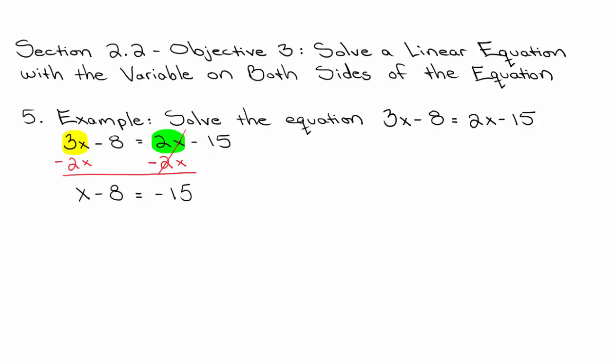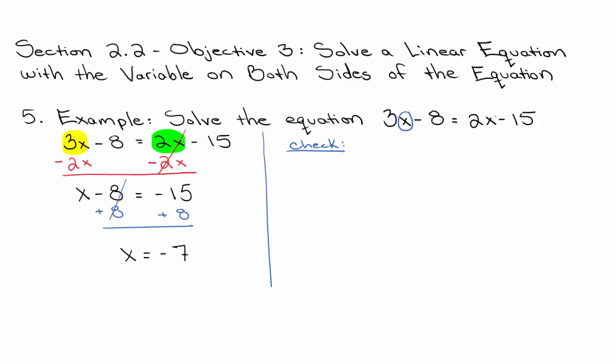Alright, now I'm going to isolate the x by adding 8 to both sides. So this will give me x is equal to negative 7. Right? Before we decide whether or not that's our final answer, we should always take the time to check our work. So now I'm going to go back and check my work using the original equation.